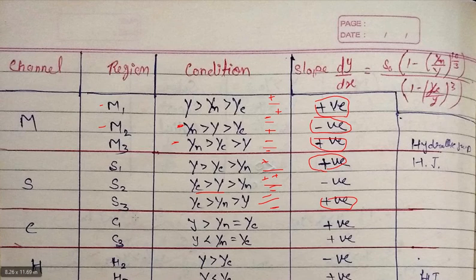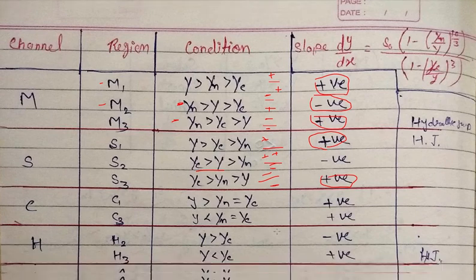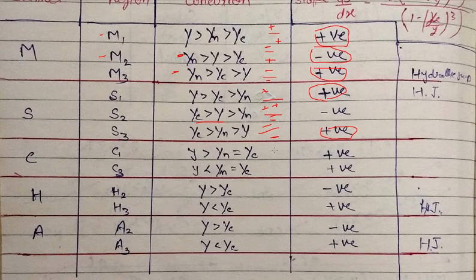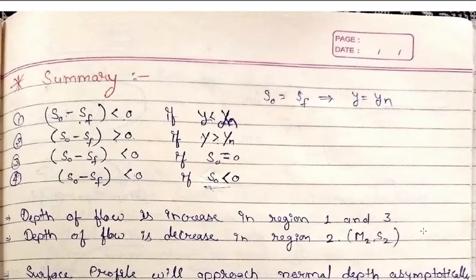And similarly for those regions, so we will see, in region 1 there is a positive slope and region 3 is a positive slope. You will see from the upper mild slope and steep slope, it will carry equal. And the second, in region 2 there is a negative slope.